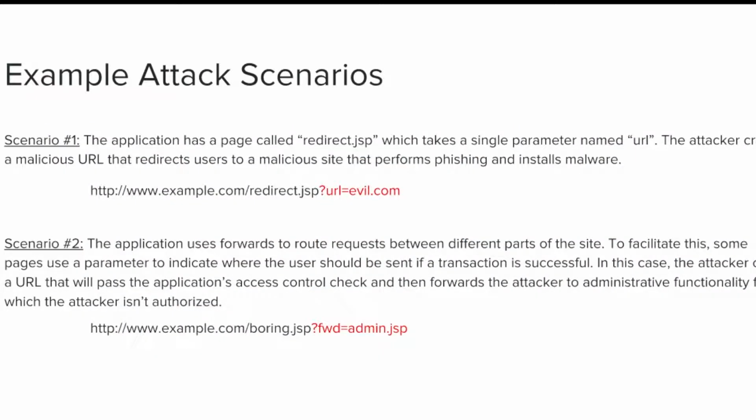Let's review a couple of attack scenario examples. In the first scenario, the attacker crafts a malicious URL that redirects the user to a malicious site. In the second example, an attacker crafts a URL that bypasses the application's access control check, forwarding the attacker to admin functionality. Pause the training video here to review the examples if needed.